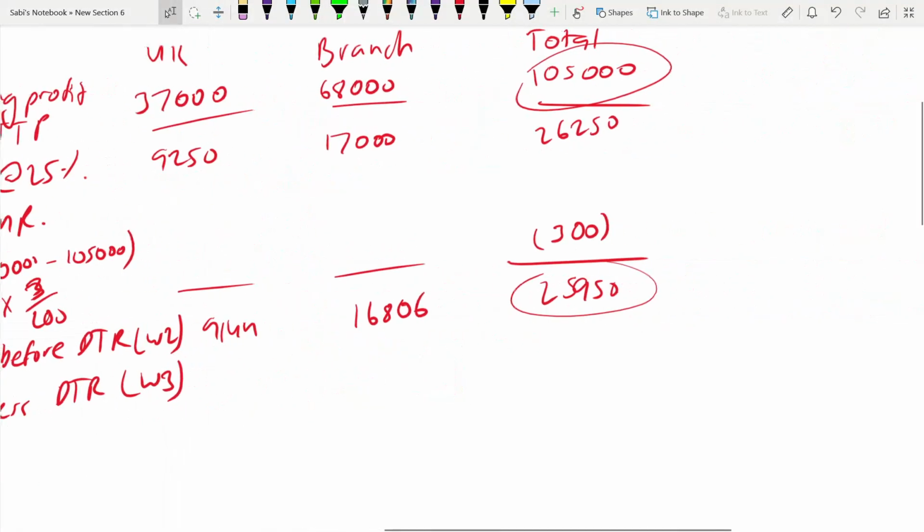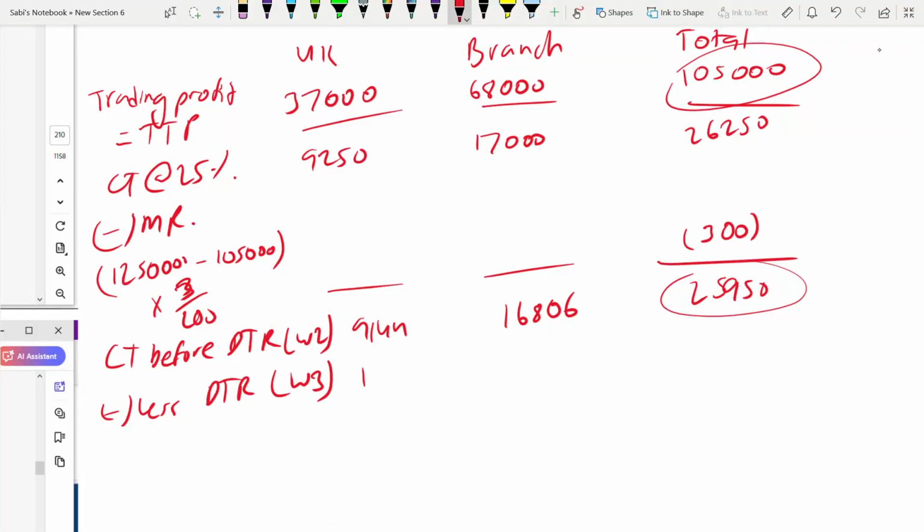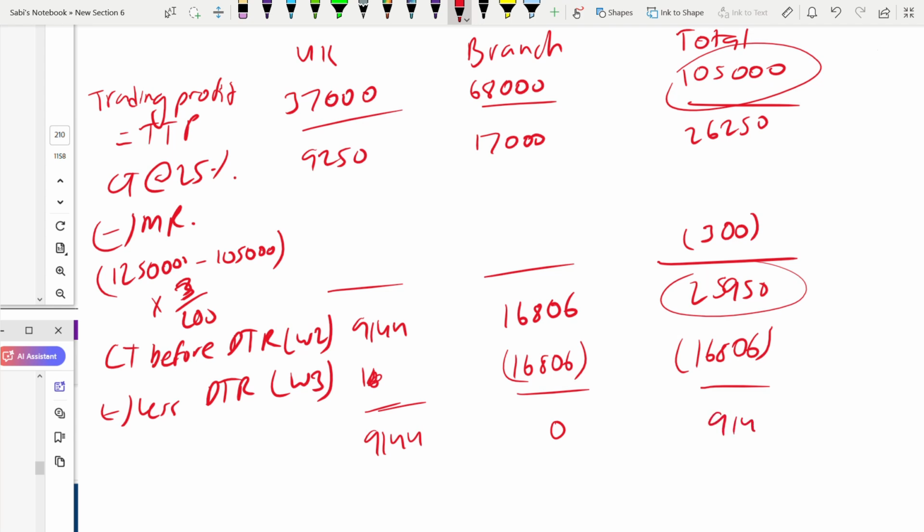Okay, so now DTR is 16,806. You will not take it from the UK, you will take it from your branch. So here it will be 9144 UK corporation tax liability. That's what they have asked you. Now let us move to test understanding 1.